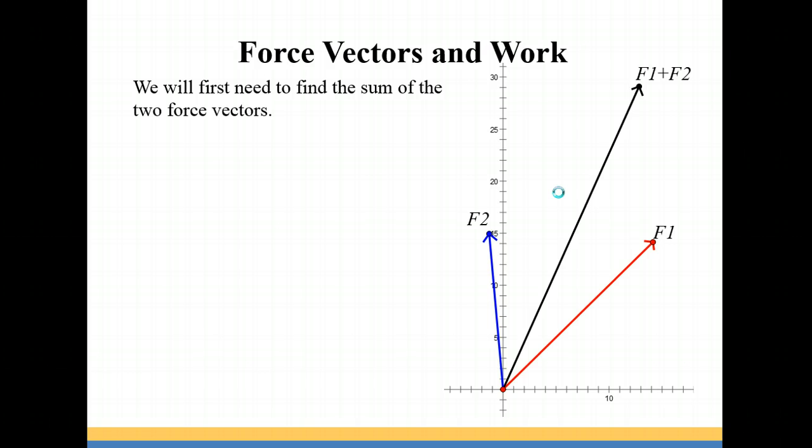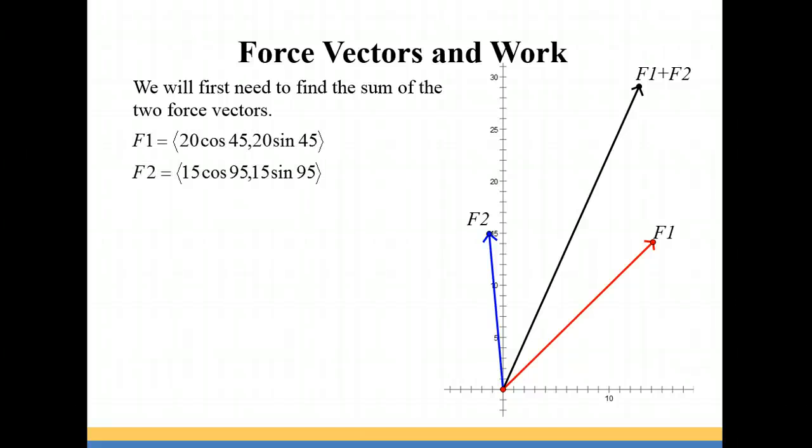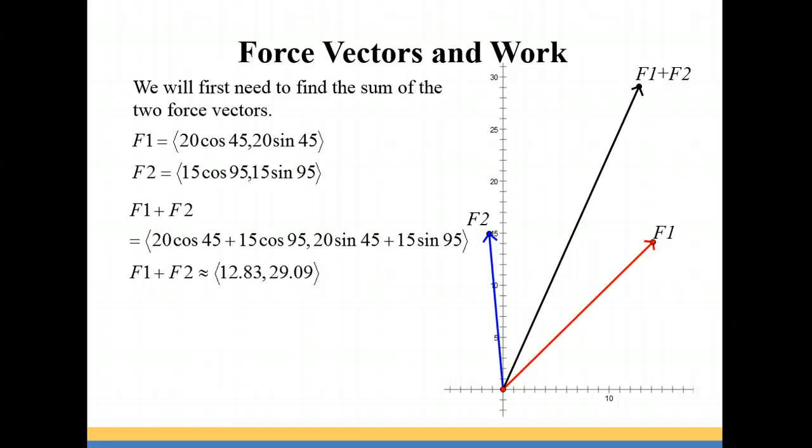Okay, so when we're trying to find the sum of two force vectors, we need to first write them each in component form. So for our first force, the magnitude was 20 and the angle was 45. So the components are 20 cosine 45 and 20 sine 45. For the second vector, the magnitude was 15 and the angle was 95. So you have 15 cosine 95 and 15 sine 95. Now we're going to add the two vectors together.